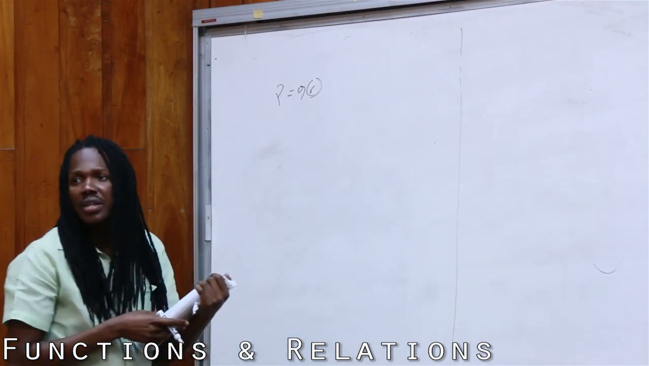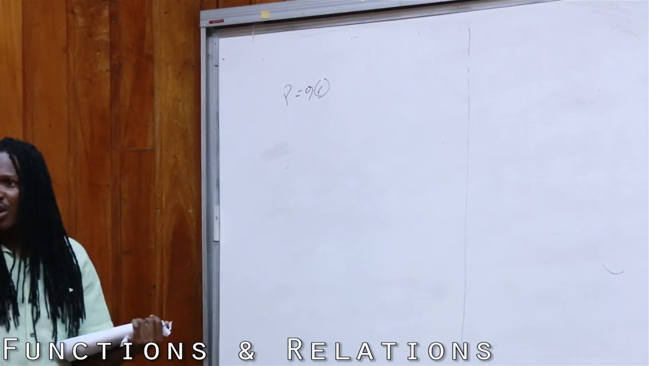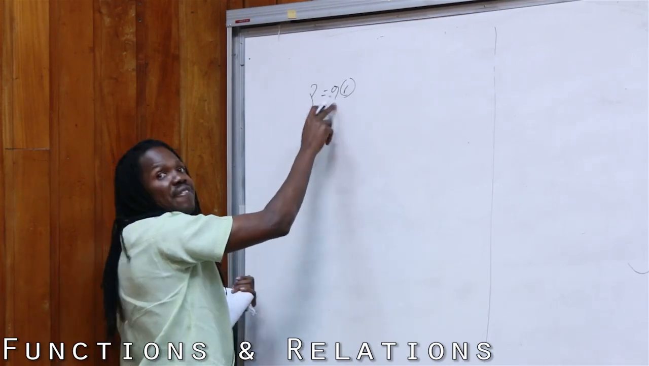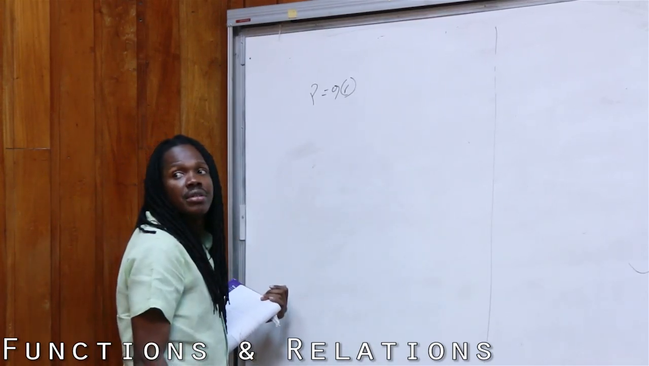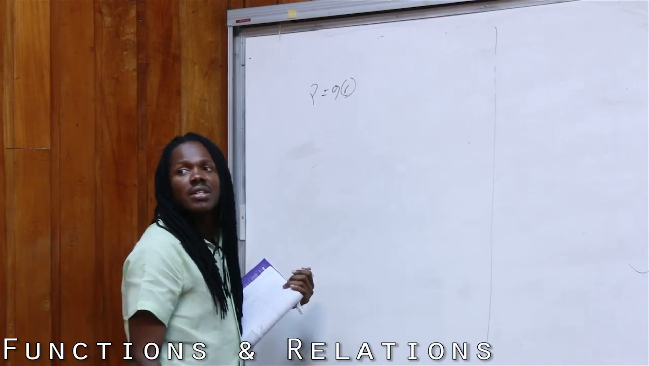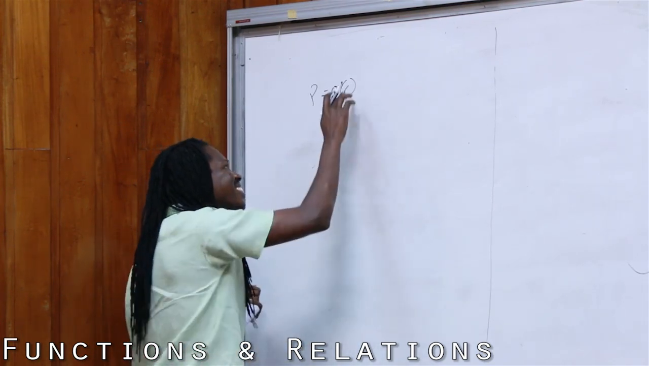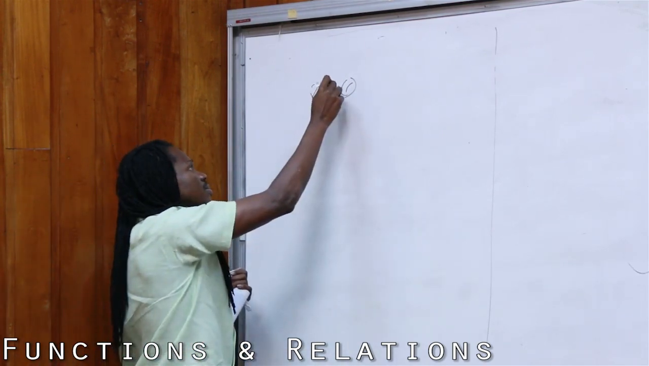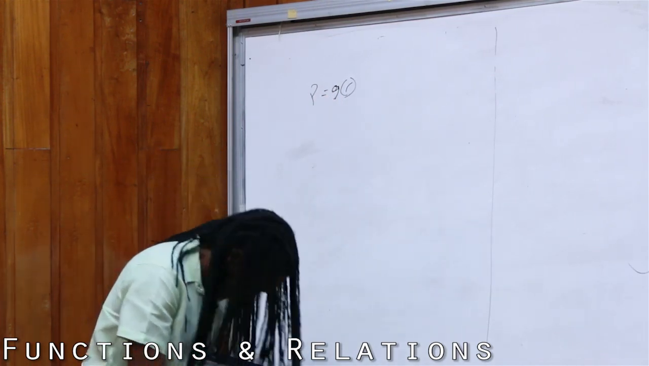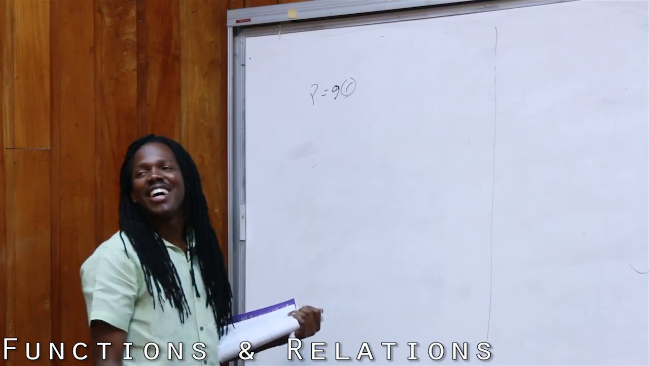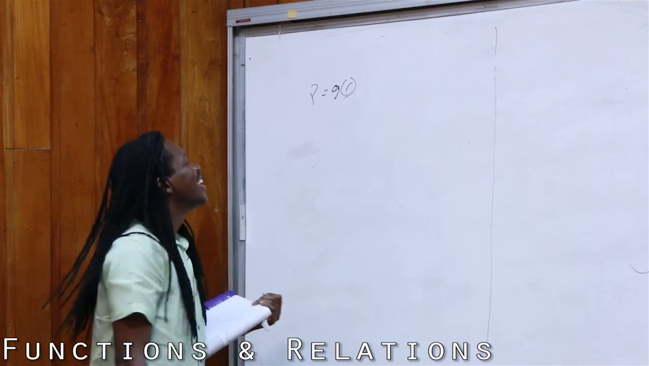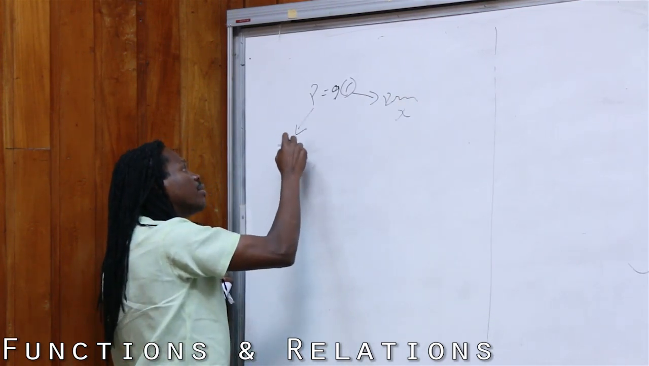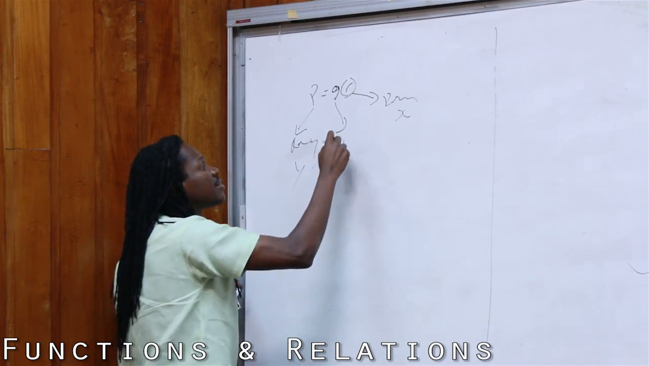They also use G as well. Sorry, G. Like I said, we put F for function, they also use G. What does this mean? P is a function of R. Which one is the domain? R in our bracket. So that means that R is the domain, P is the range, and G is the function.